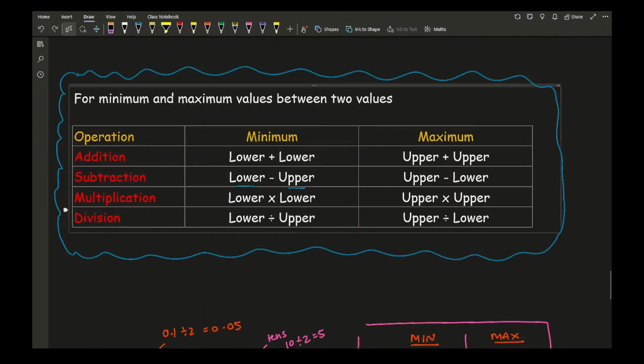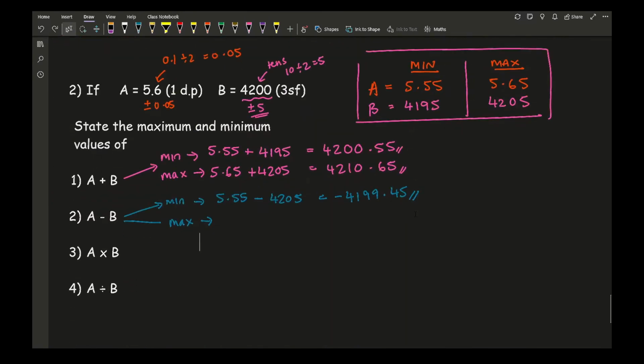Now to get the maximum value, I'm going to use the biggest first value, which is 5.65, and I'm going to subtract the smallest b value, which is 4195. So 5.65 minus 4195 gives me an answer of minus 4189.35. Although they are negative, that maximum value is still bigger because it's less of a digit than the first one, so therefore that is going to be correct.